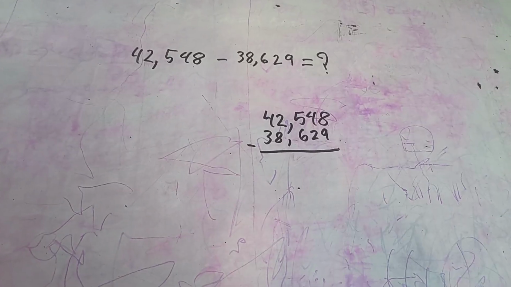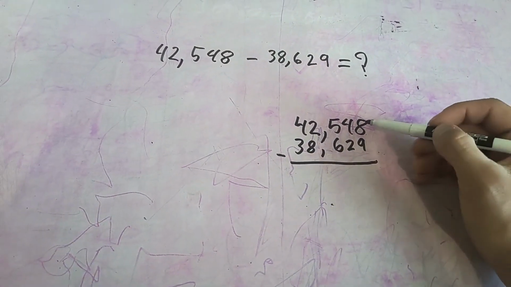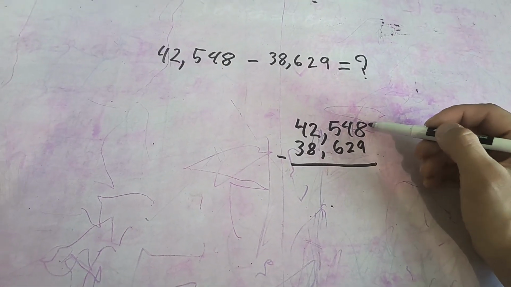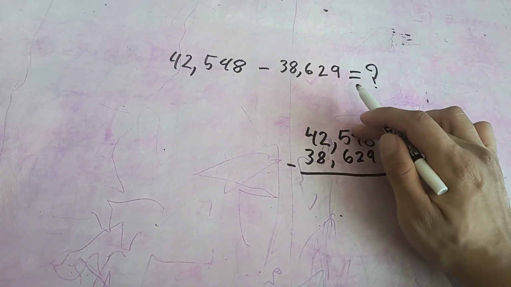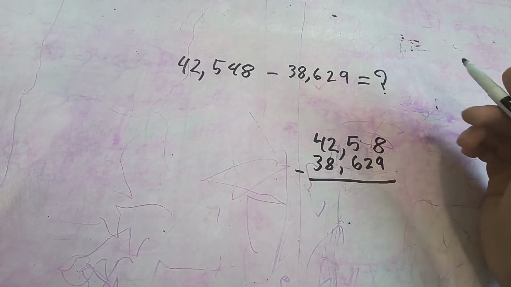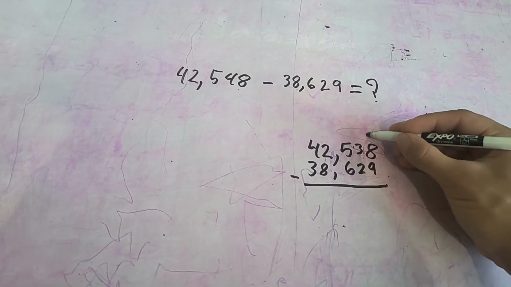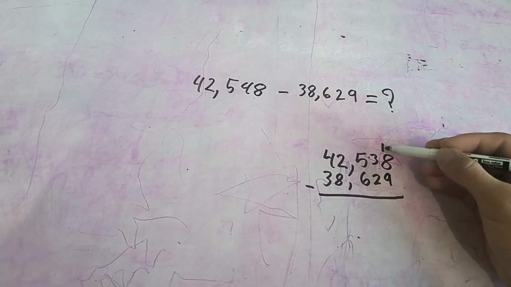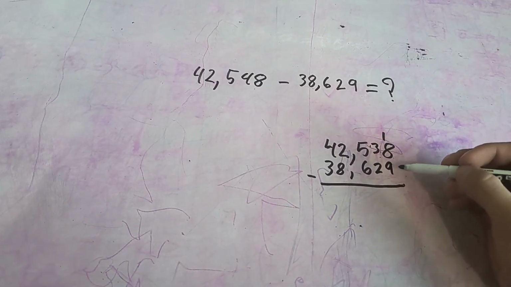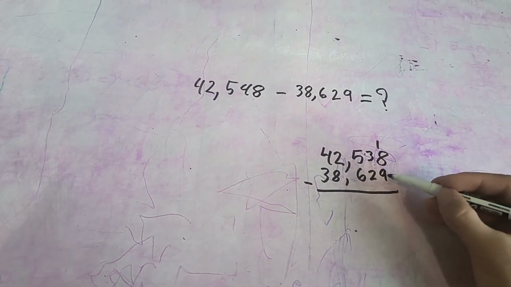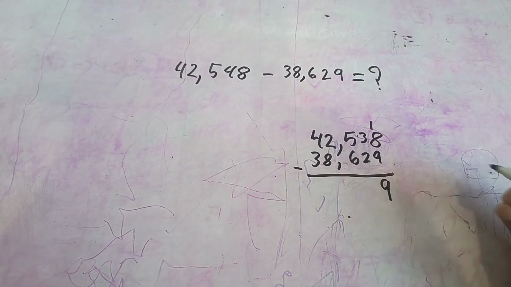So to solve this, we do something called borrowing. And borrowing basically means that if the top number is smaller than the bottom number, you take 1 from the next column over. This would become a 3, and then you put a 1 right here. And this number right here becomes 18. Okay? Now this is 18 minus 9. Okay, 18 minus 9 is just 9.